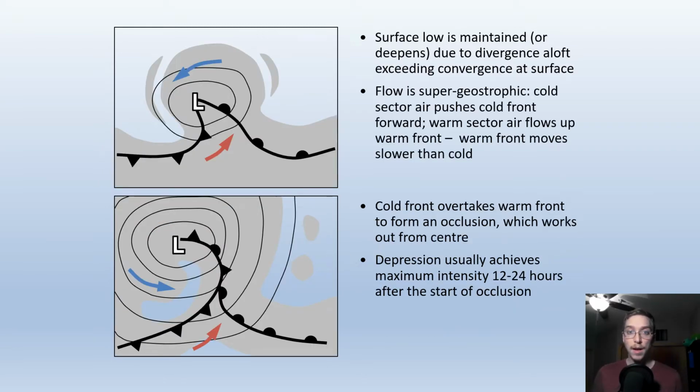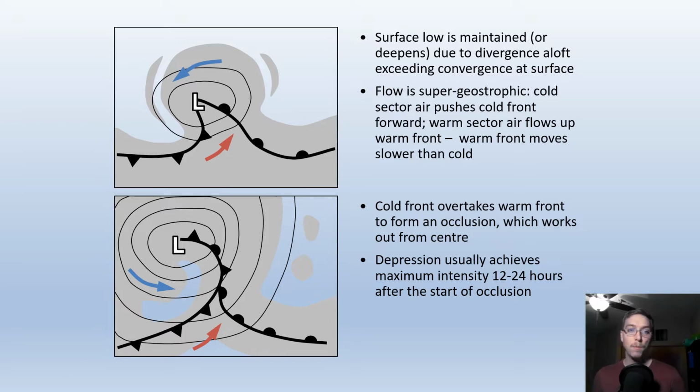Moving on, we go to maybe step 3 here. That surface low is maintained or deepens due to divergence of air aloft exceeding convergence at the surface. Flow is supergeostrophic, meaning cold sector air is pushing the cold front forward, and warm sector air flows up the warm front, and the warm front moves slower than the cold front.